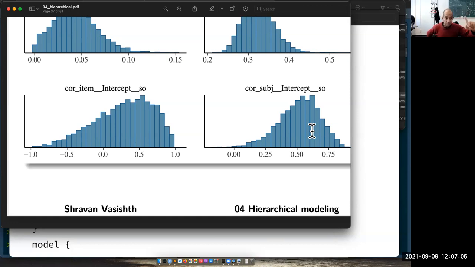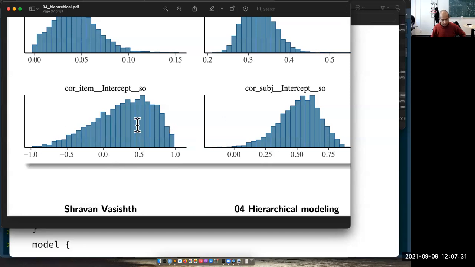The reason there is so much uncertainty is because we have only 42 subjects and only 16 items. If we could run an experiment with 400 subjects, right, and let's say 64 items, we would get a tight estimate on the posterior. Right? So there's not much information in this correlation, but you can actually estimate it. Now look at the items correlation. This is the item intercept slope correlation.